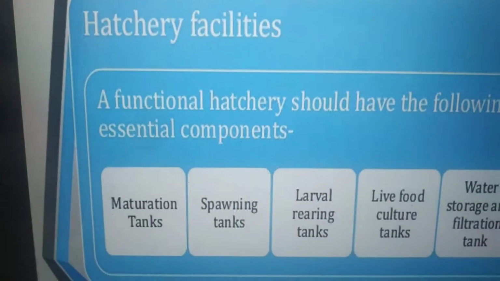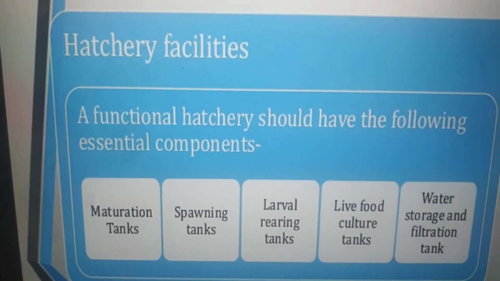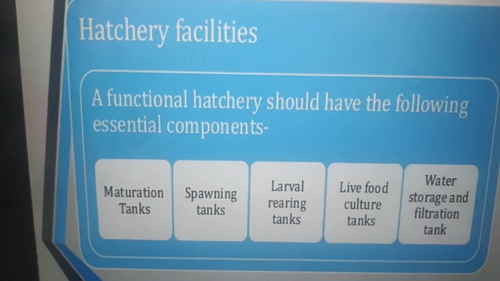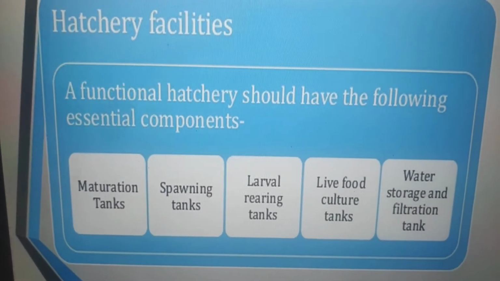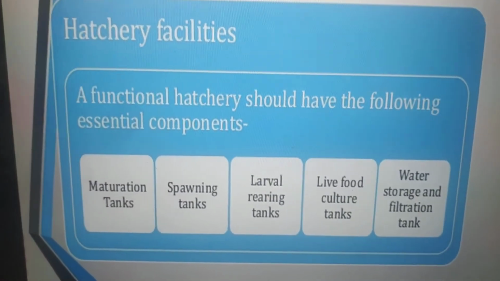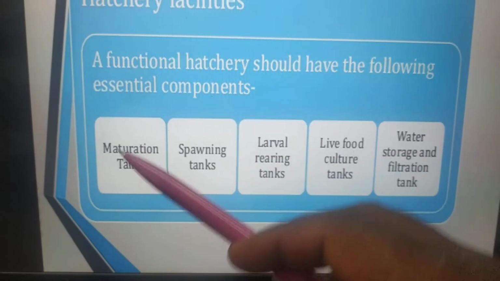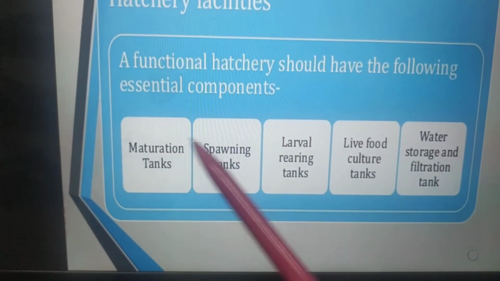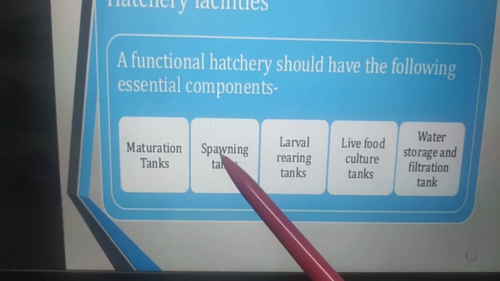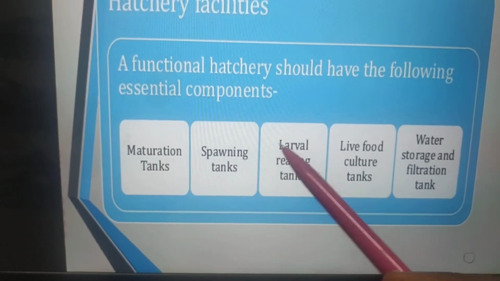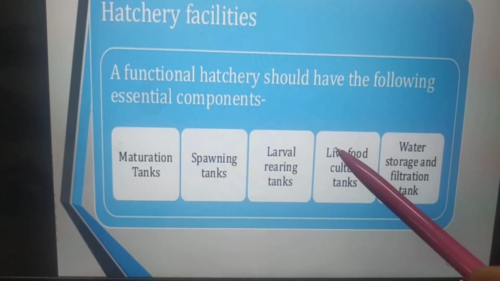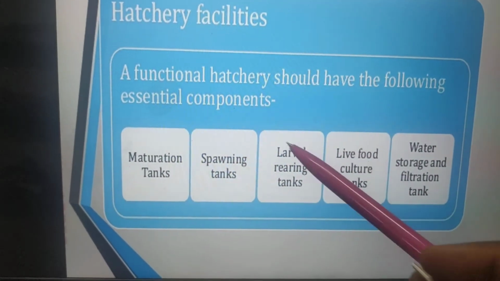Then coming to the hatchery facilities, a functional hatchery should have the following essential components: maturation tank, spawning tanks, larval rearing tanks, live feed culture tanks, and water storage and filtration tank. The maturation tank is for mother brooders, and spawning, the release of eggs and sperm where fertilization takes place. After hatching, the hatched larvae are transferred to the larval rearing tank, and live feed is cultured in a separate section and introduced into the larval rearing tank.